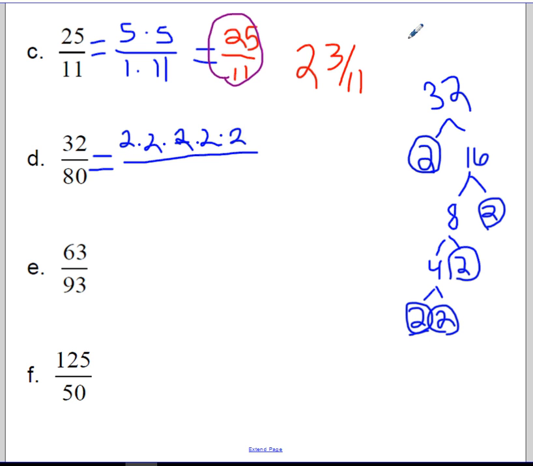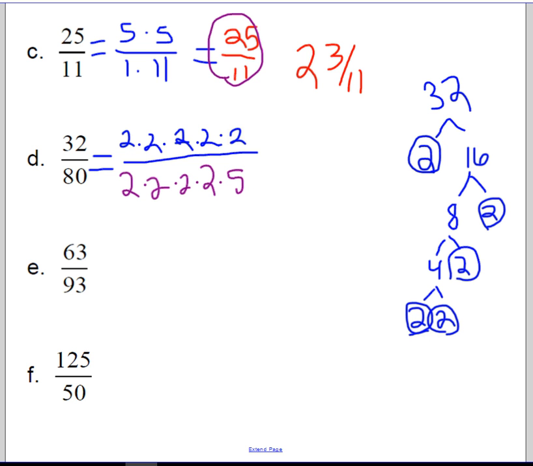And I'm not going to show you the factor tree just to save some time, but if you want to pause the video and do the factor tree for 80 as practice, you can pause it and then continue on. 80 breaks down to 2 times 2 times 2 times 2 times 5.